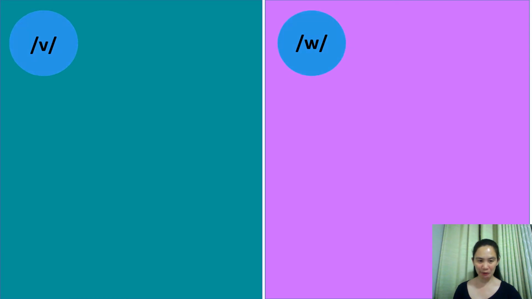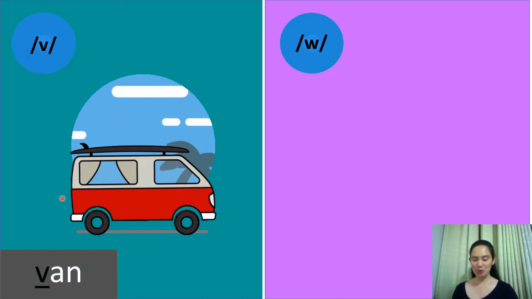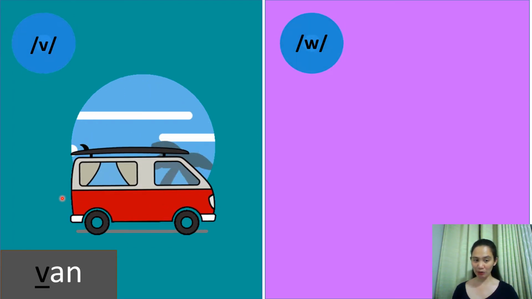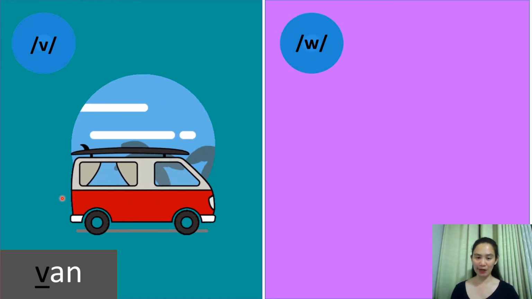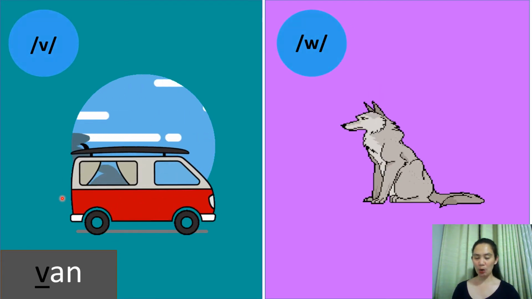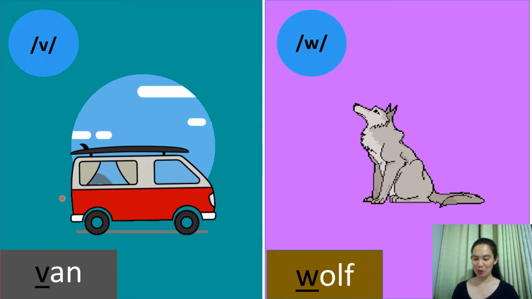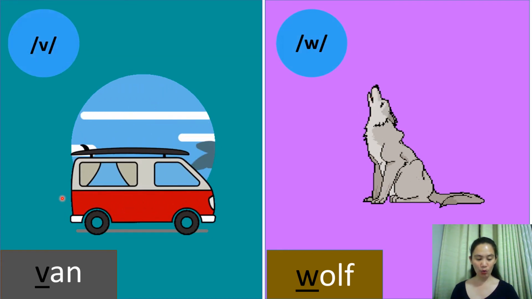Next pronunciation symbols for consonants are the symbols for the sound of V and W. For the sound of V, we have the word van. Words with the letter V always have the sound of V. The sound V can also be heard in words like vote, violet, and vase. The sound of W can be heard in the word wolf. The same sound can also be heard in words with W, like water, wet, and wave.